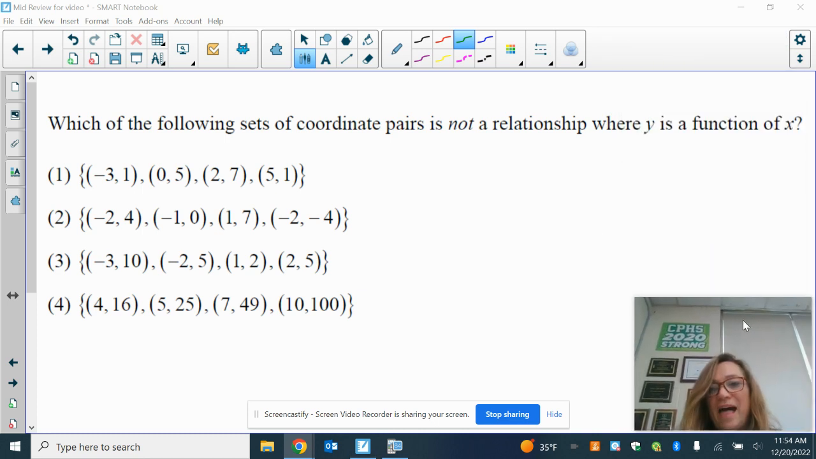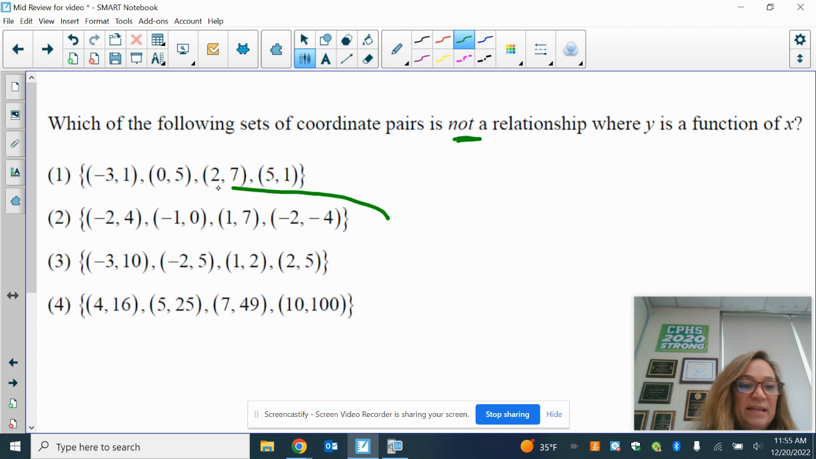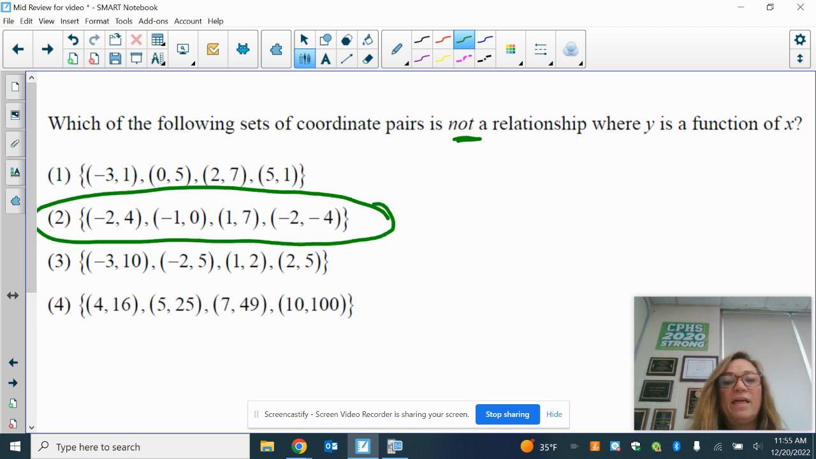Which of the following coordinate pairs is not a relationship that is a function? So not a function. So basically, I'm looking for one that has a repeated x with a different y. So none of the x's repeat. -2 repeats with a different y. That would not be a function.